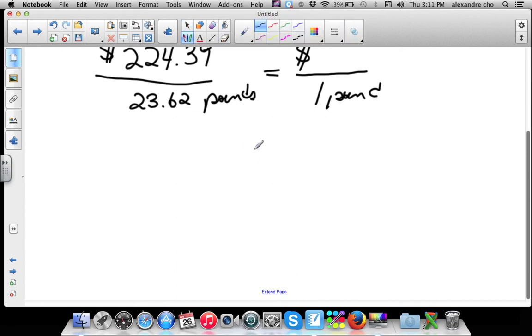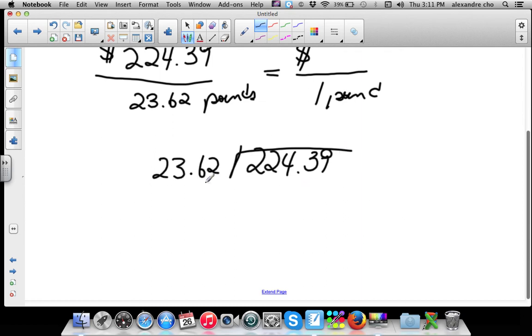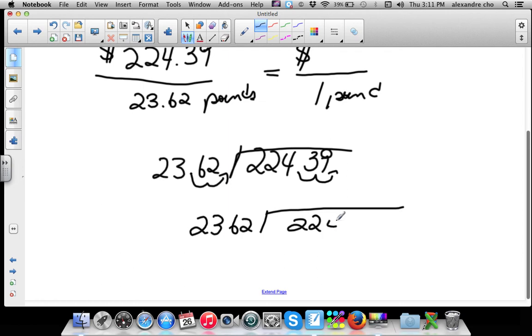So it was, again, what was it? 224.39. We're going to divide that by 23.62. There are some things we need to do here. We need to move this decimal twice over, and that new number is going to be 2362. And we're going to move the decimal inside over as well, and our new number inside is going to be 22439 with the decimal all the way at the end, which we'll leave there.